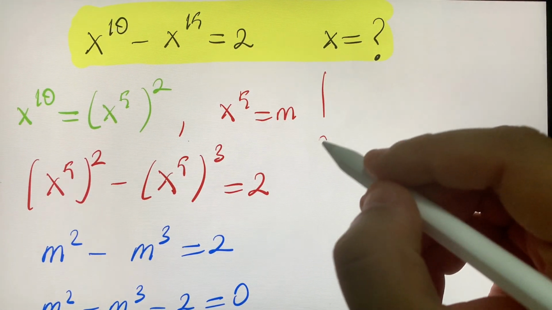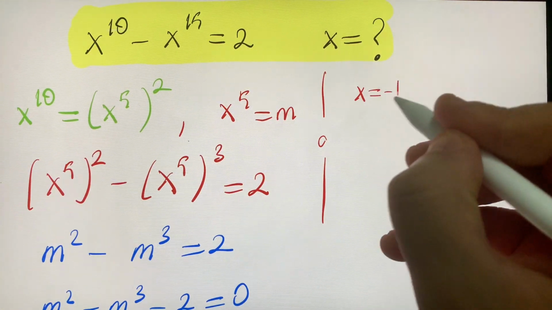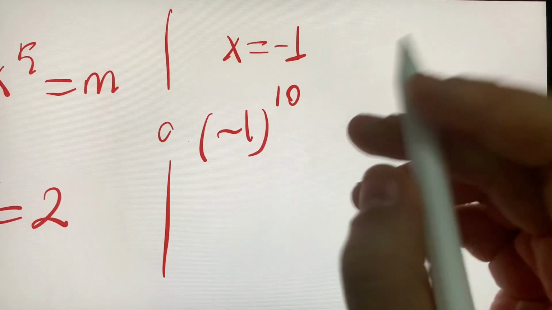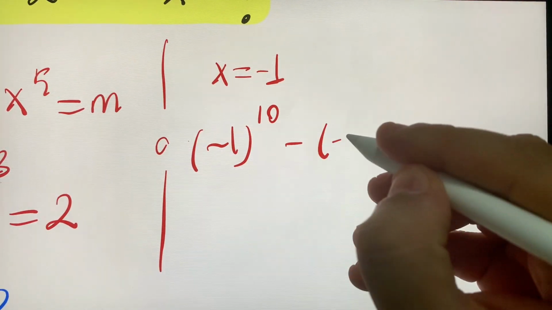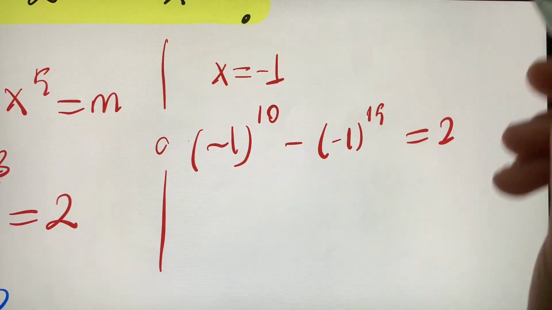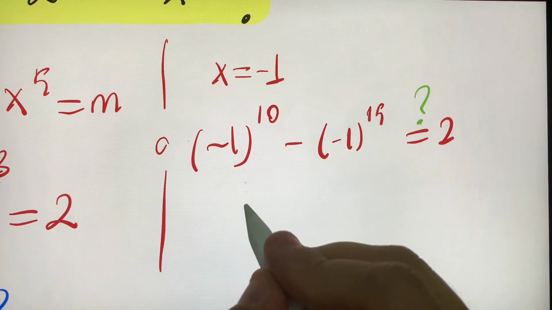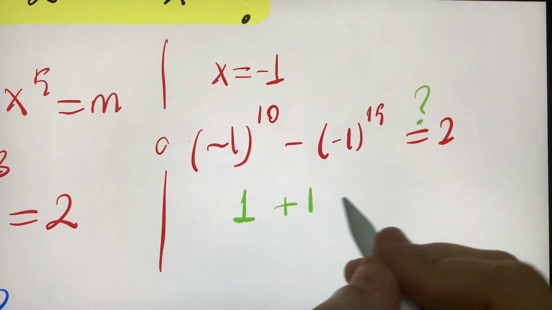If you want, let's try this root we found here. What did we find? Minus 1. If we write minus 1, the 10th power of minus 1 minus the 15th power of minus 1, I wonder if it really equals 2. The even power of minus 1 is always positive, and minus in front of minus 1 is plus 1, so it is equal to 2.